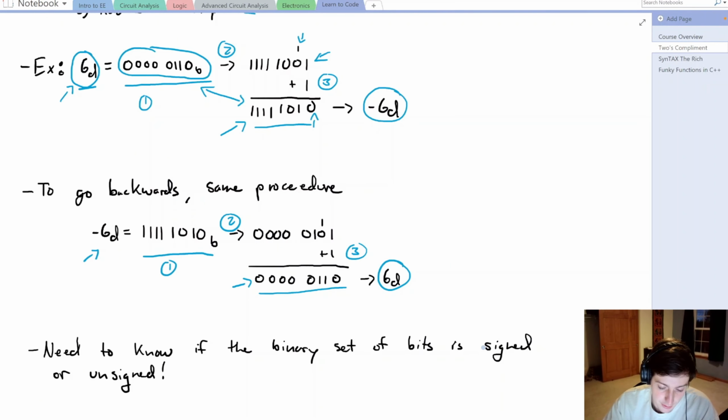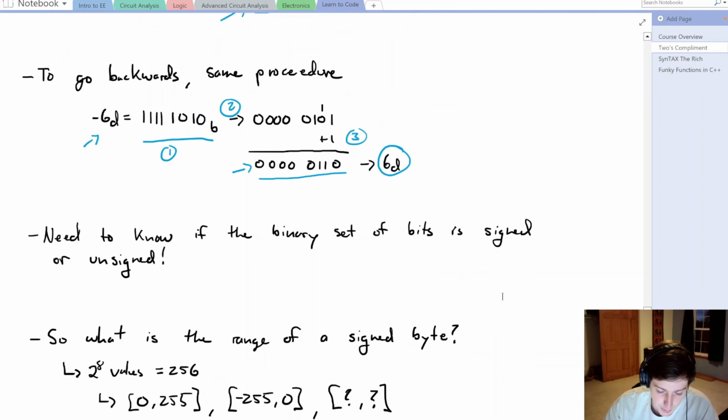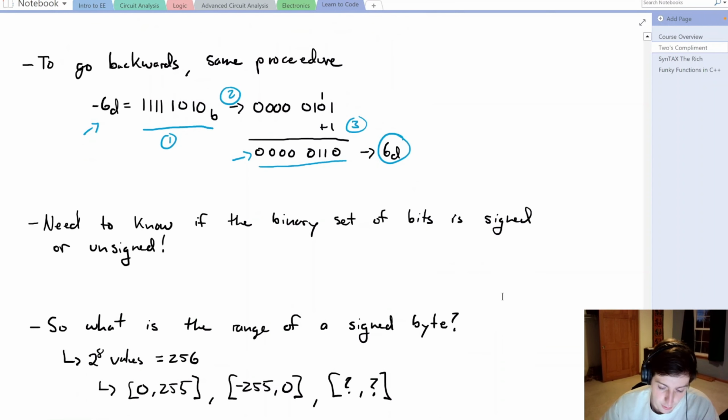So what we really need to know is if the binary set of bits is signed or unsigned. Because if it's signed, we can actually get some negative numbers out of that. Now maybe something more important is what is the range of a signed byte? So we know that we're going to have 2 to the 8 values, which is going to be 256. If we are unsigned, we have a range of 0 to 255. But if we're signed, well, do we have -255 to 0 or something else?